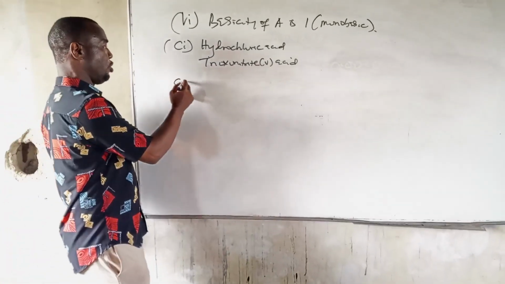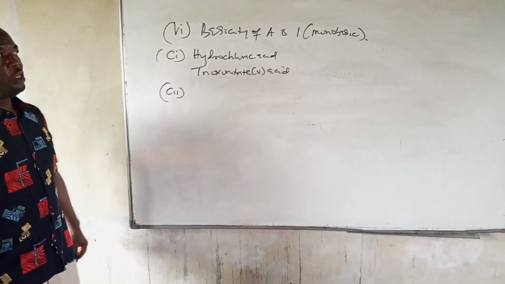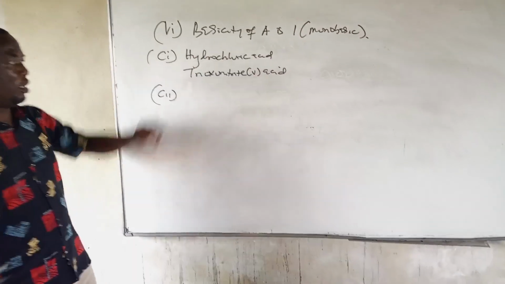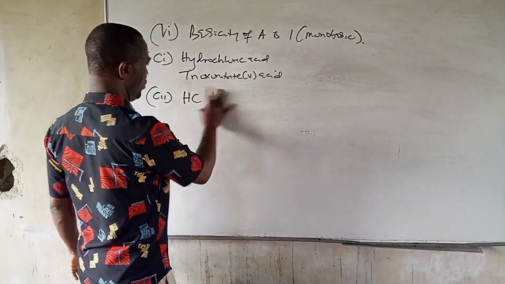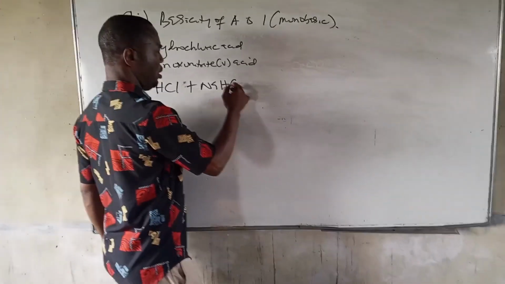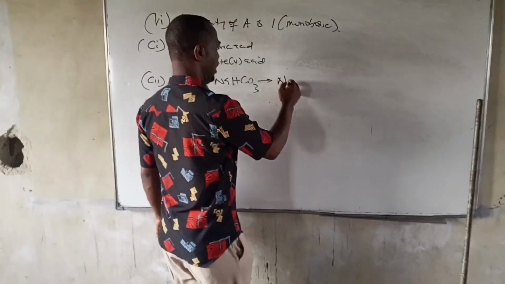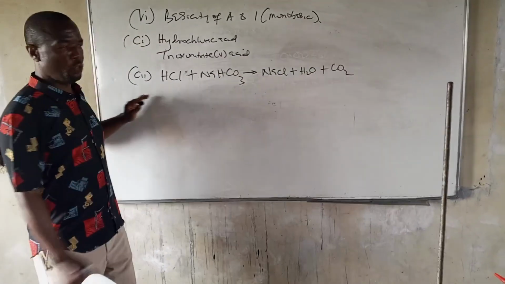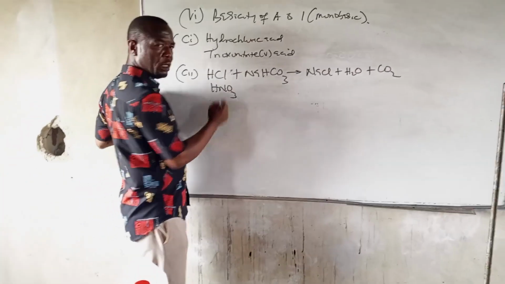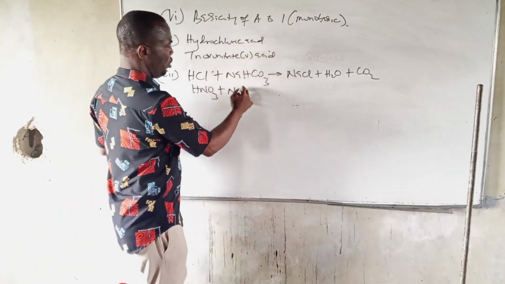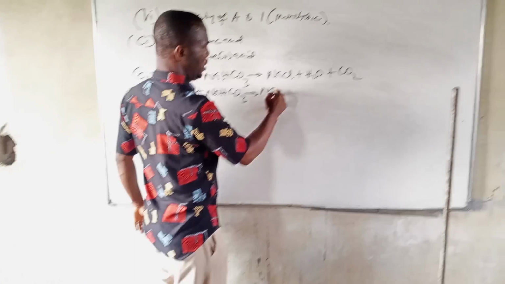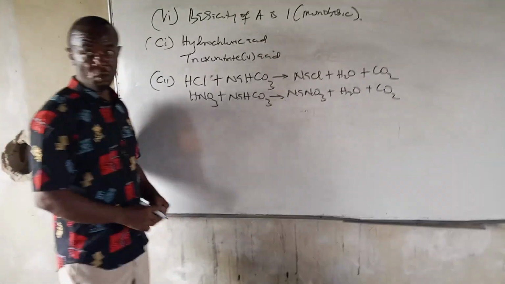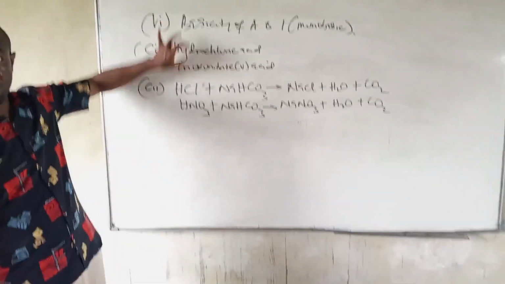Then Cii says you should write the balanced equation for the reaction. Since you know the acid, from what is stated here, if you mention HCl, then I use HCl plus sodium hydrogen carbonate, giving us NaCl, water, and CO2. It's already balanced the way it is. If you want to use HNO3, we now have plus this, giving NaNO3 plus water plus CO2. Any of them can be used. So the acid you mention here is what we're going to use.